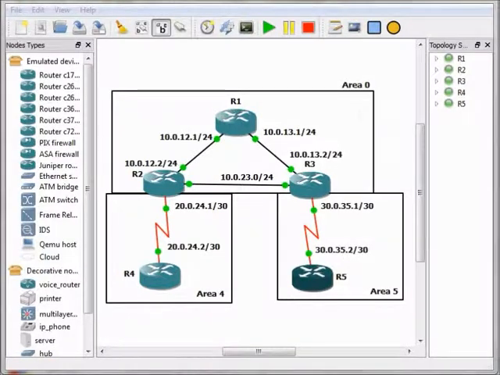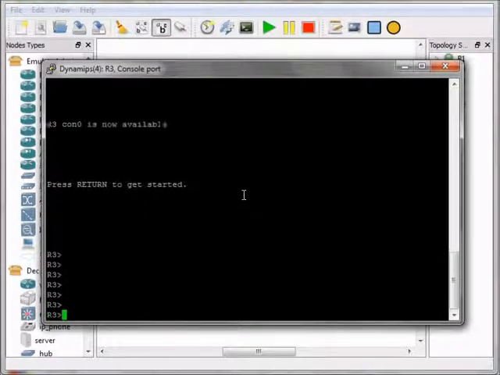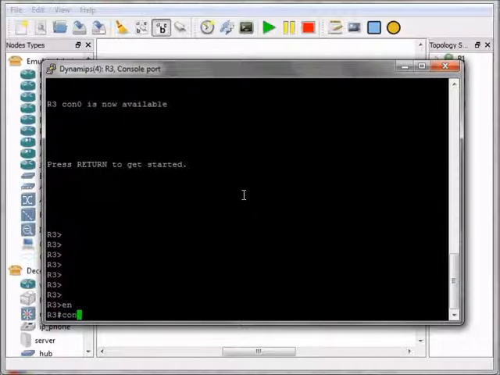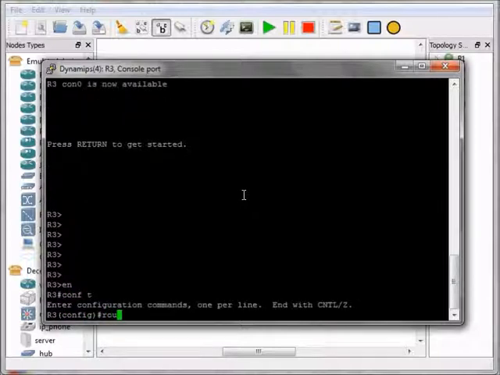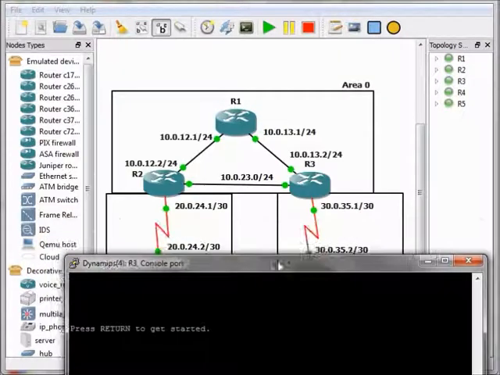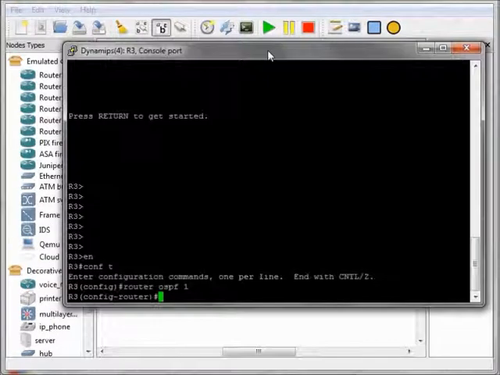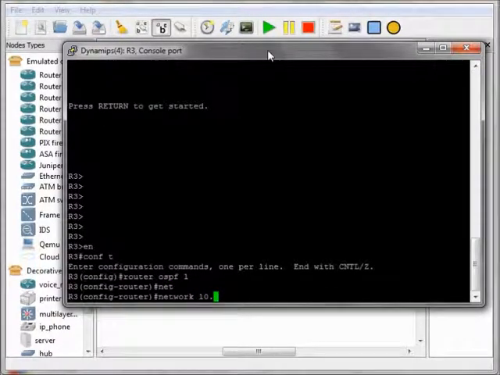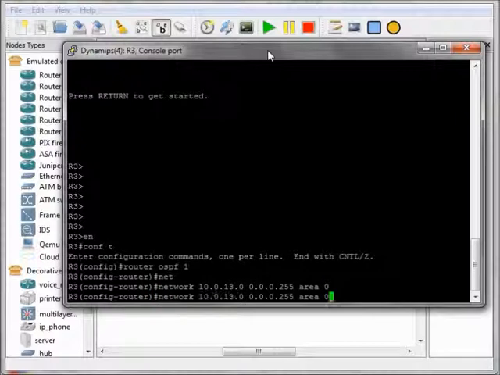Now let's enter to router 3, privileged mode, global configuration mode, router OSPF 1. Okay, router 3 is connected to 3 networks, 10.0.13.0 network, 0.0.0.255, area 0, and 10.0.23.0, and the same wildcard mask in area 0.